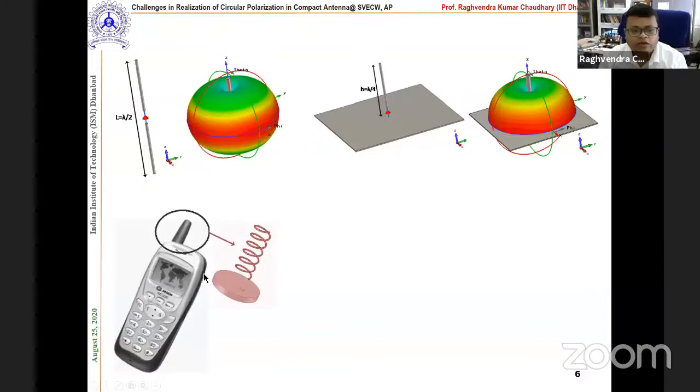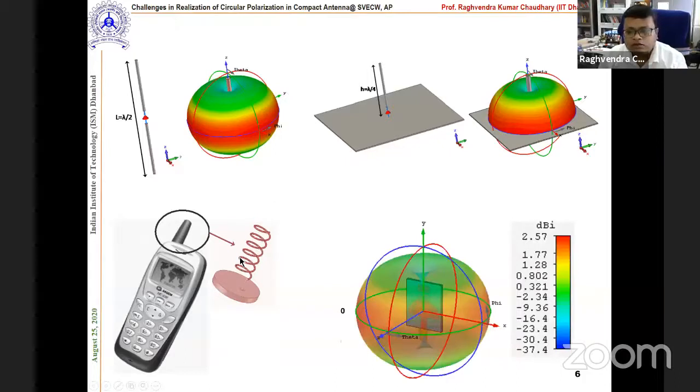Now, in mobiles earlier, we had a spike over the top of the mobile, and in that we had helix kinds of antennas. These helix antennas provide some axial ratio, or circular polarization. Since the mobile was mainly used for voice communication, signal issues were not there, because with these antennas we receive from every direction and there is no constraint about the polarization.